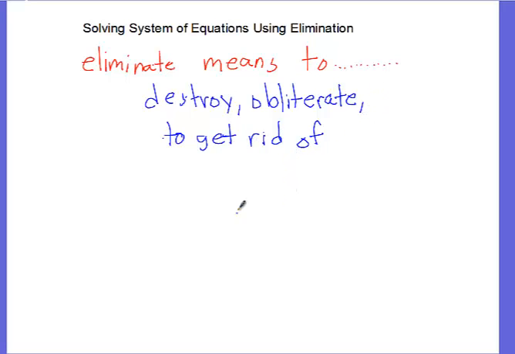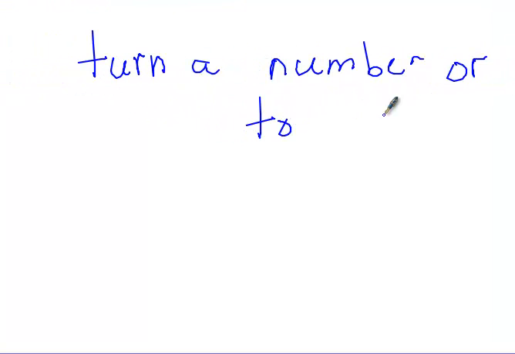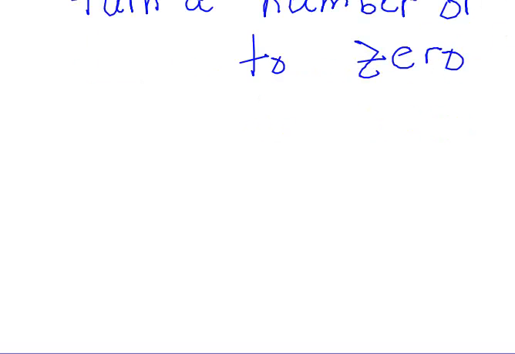So mathematically, when you get rid of something, when you destroy it, obliterate it, or eliminate it, basically it means you want to turn a number or variable to 0. So ultimately, elimination to solve a system of equations means we're going to be turning numbers or variables to 0. And we want to go back to our elementary school days.